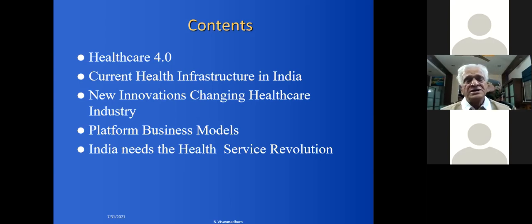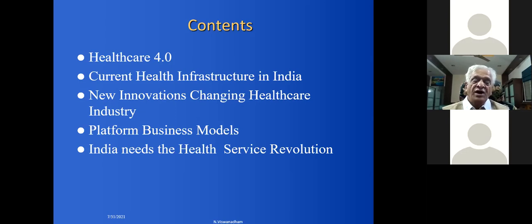The second thing I will do is look at the current healthcare infrastructure in India. What is the current healthcare? All of us know this because we go to the hospitals and deal with the doctors and so on. But health is more than hospitals, because if you look at it from a business angle, the health business is almost 10 to 20 times more than the hospital business. And then what are the new innovations that are changing the healthcare industry?